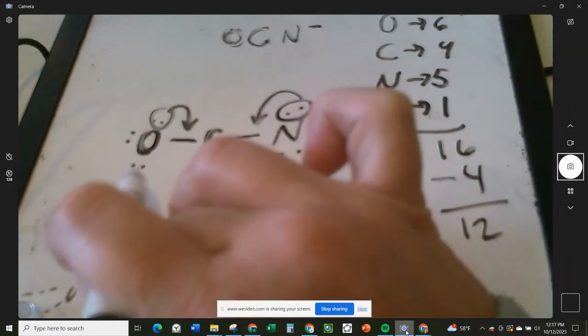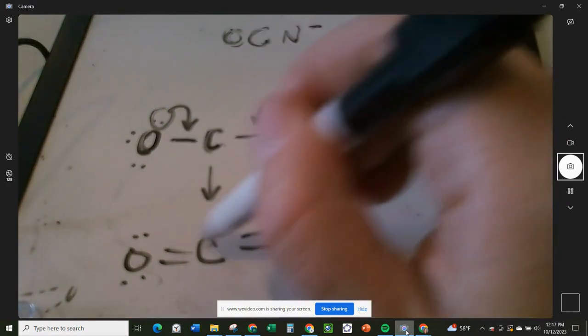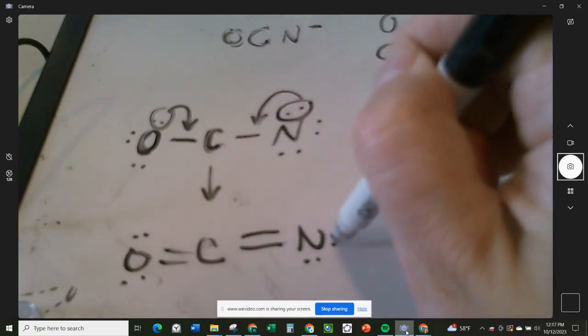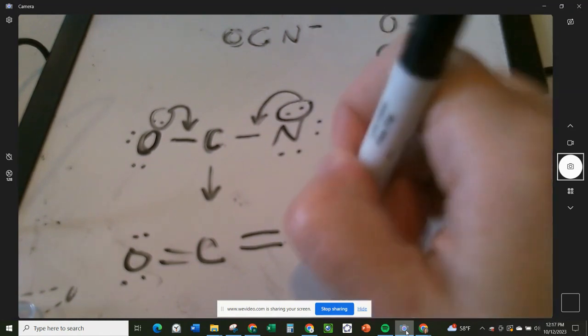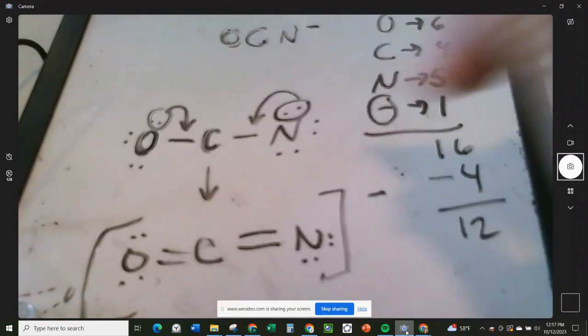That's one pair. So now around carbon we've got 2, 4, 6, 8 electrons. This oxygen has 2, 4, 6, 8. The nitrogen has 2, 4, 6, 8. So everything has an octet. Everything wants one. Oh, remember, this is an anion, so we need to show that it's an anion.